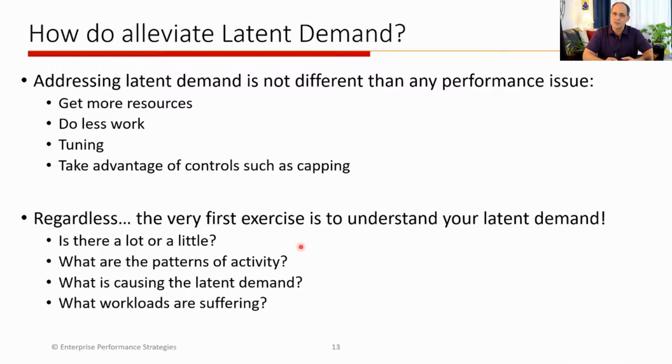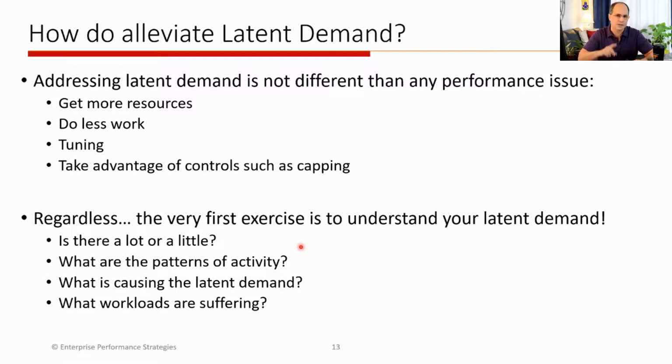So the way we address latent demand is not much different than any other performance issue. There is get more resources or tune those resources, do less work, tune the workloads, tune the resources, and take advantage of certain controls that will artificially limit certain things, like maybe not allow certain workloads to run, maybe cap certain workloads, maybe restrict the usage of CPU or cut the CPU to certain LPARs and things like that.